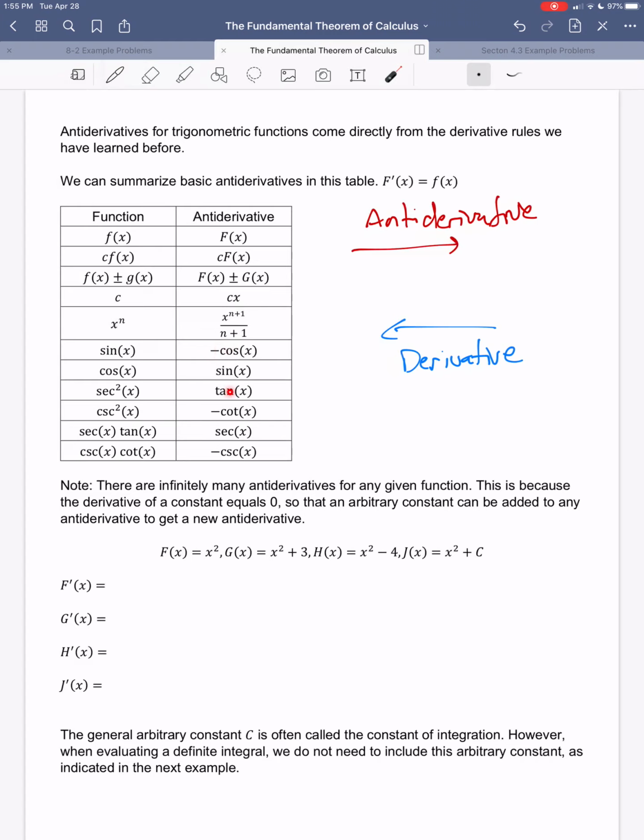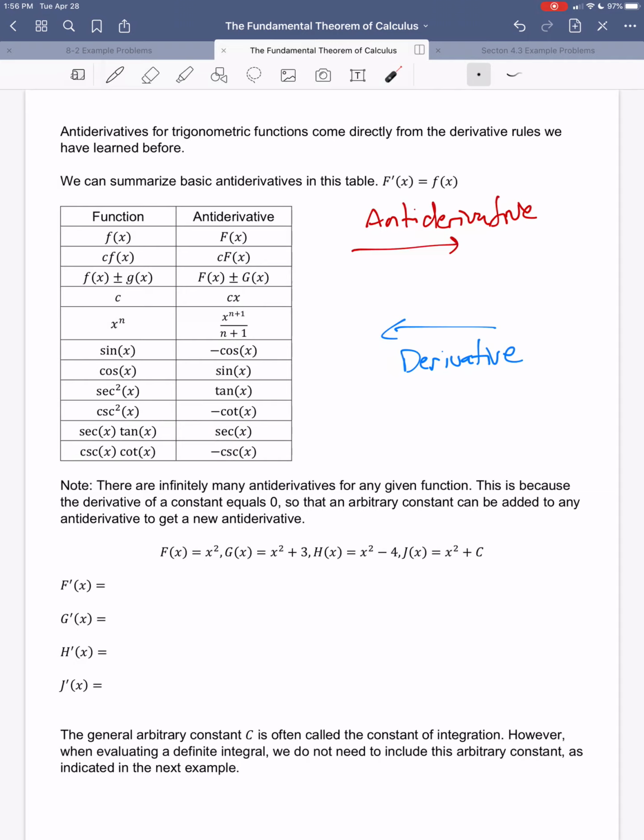Same thing here then, the derivative of tangent was secant squared if I go from right to left, but that means then the antiderivative of secant squared would be tangent. Cotangent, its derivative was negative cosecant squared. So if there's not a negative here, we have to put one in with a cotangent. And then secant and cosecant work similarly.